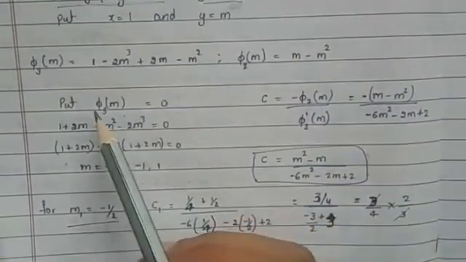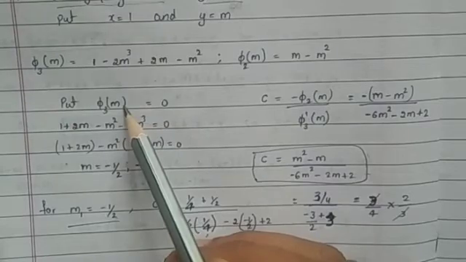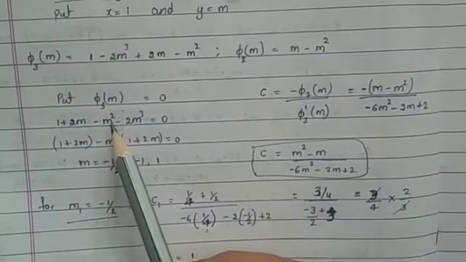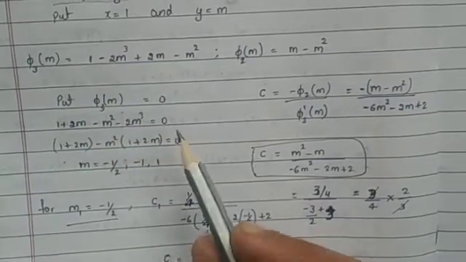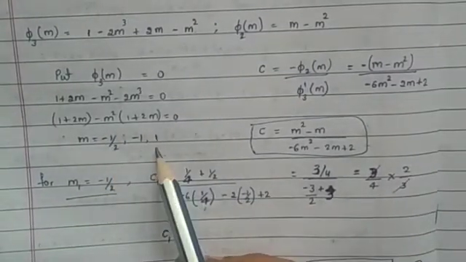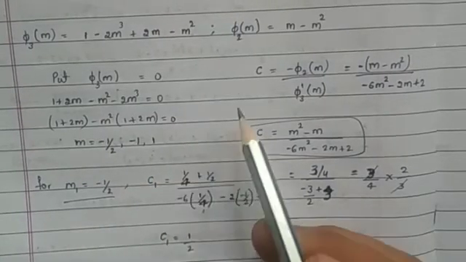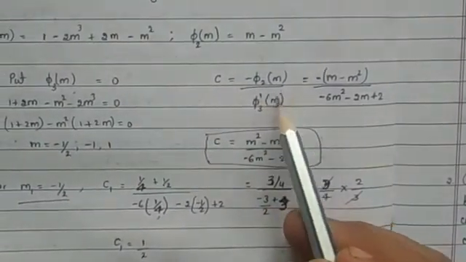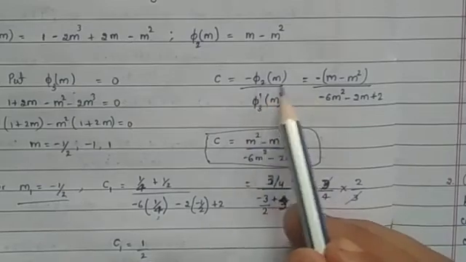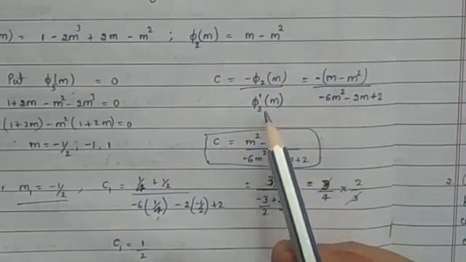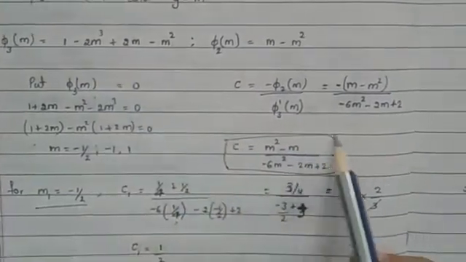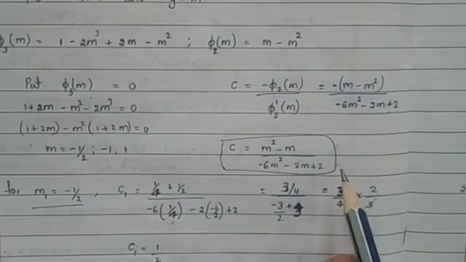Okay. Put pi 3 of m equal to 0 for finding the roots of m. Pi 3 of m is this one: 1 plus 2m minus m square minus 2m cube which is equal to 0. Then you simplify this and you get 3 different roots. After getting the 3 different roots, we find the value of c which is equal to minus pi 2 of m by pi 3 dash of m. So c is equal to minus pi 2 of m, where pi 2 of m is m minus m square. Pi 3 dash of m is the differentiation of pi 3 of m. Pi 3 of m is this. This differentiation is minus 6m square minus 2m plus 2.